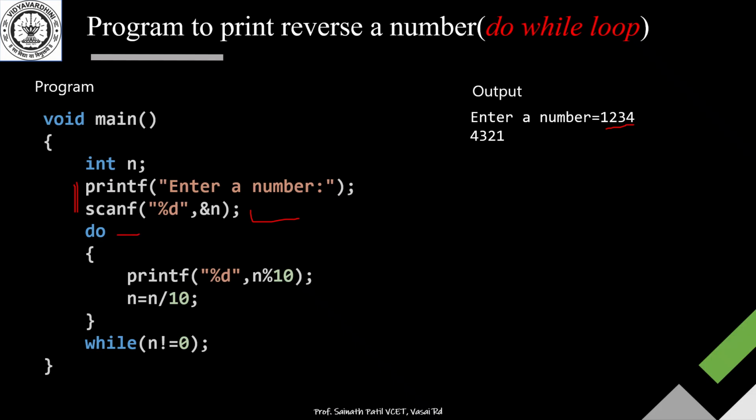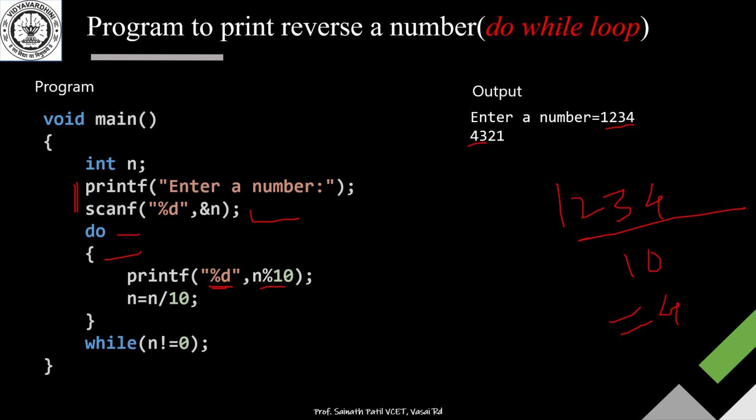Then keyword do, open curly bracket. Then in the printf statement, percent d. In place of percent d, I'll pass n percent 10. That means whatever number we pass, we divide by 10. So here, for example, we are passing 1, 2, 3, 4 as a 4-digit number. If we divide 1234 by 10, the remainder will be 4. So it will print 4. Then after that, n is equal to n by 10.